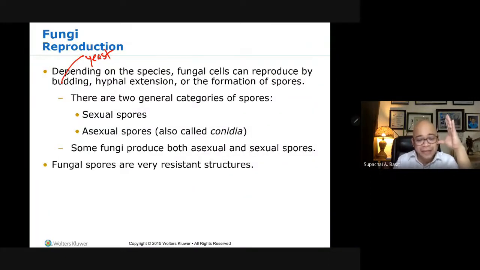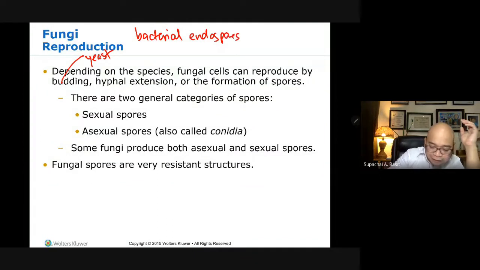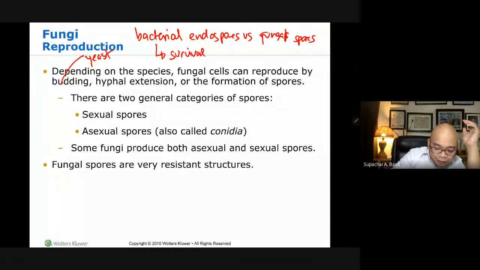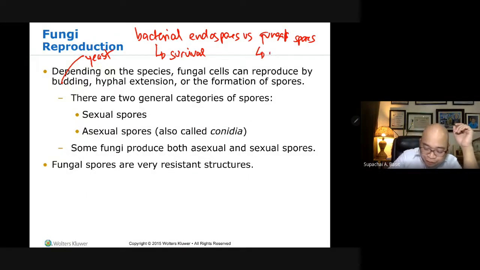So fungi would have spores, but remember, bacterial endospores are different from fungal spores. Bacterial endospores are mainly used for survival, but the fungal spores are mainly used for reproduction.